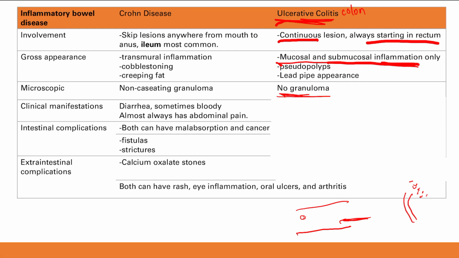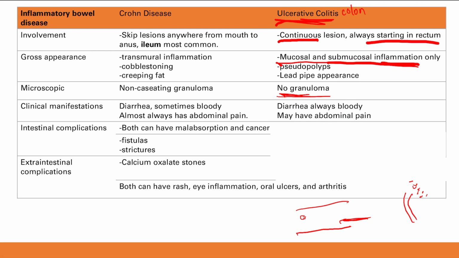What did I say about bleeding? When do we see bleeding? When the colon's involved, right? Well, pretty much the colon's always involved in ulcerative colitis, so it's almost always bloody. Okay, that's a big difference. If it's not bloody, it's not ulcerative colitis. This one may have abdominal pain as well.